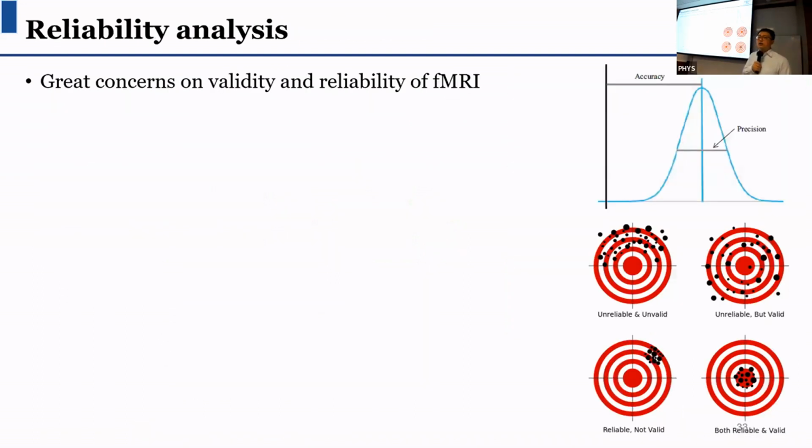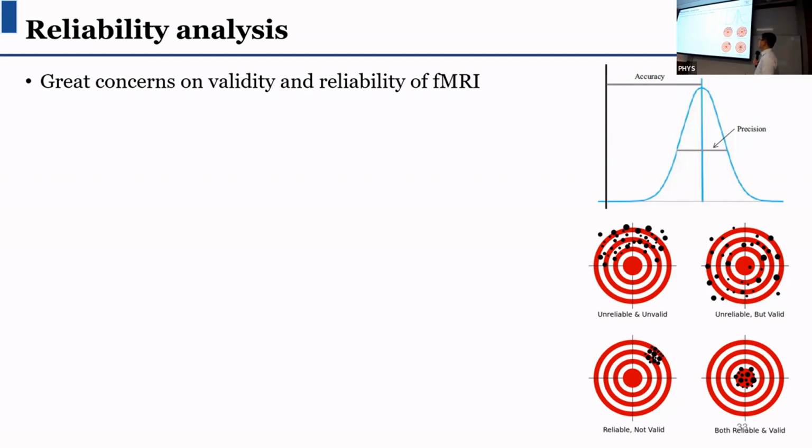And we can also go to the resting state. Before that, I want to introduce a little bit about reliability analysis. There's great concern about the validity and the reliability of functional MRI. Validity means whether the effect you observed in your study is the true effect. The difference between them is the accuracy of your study, and the dispersion of your observations is the precision.